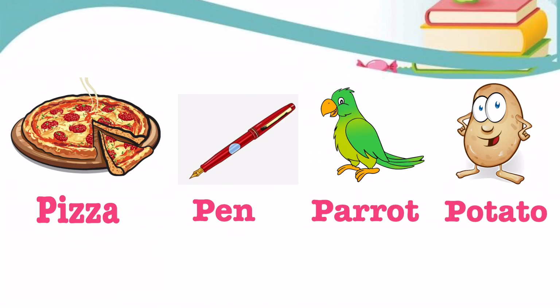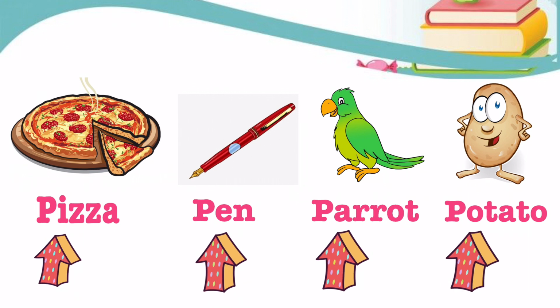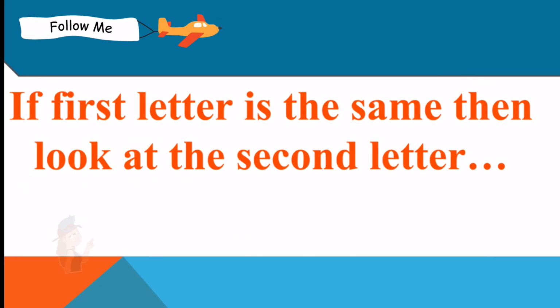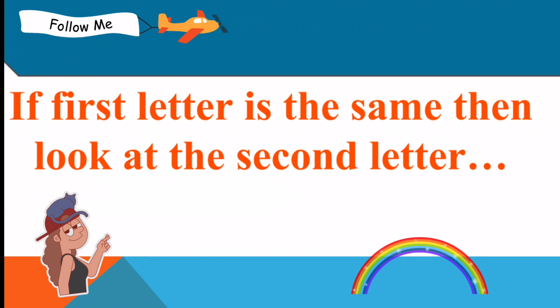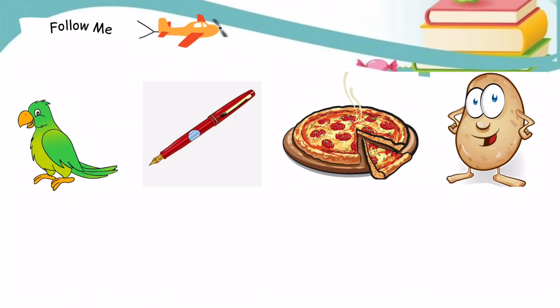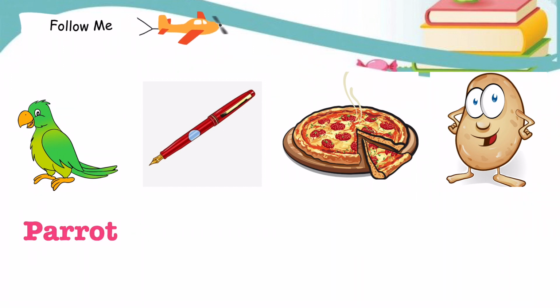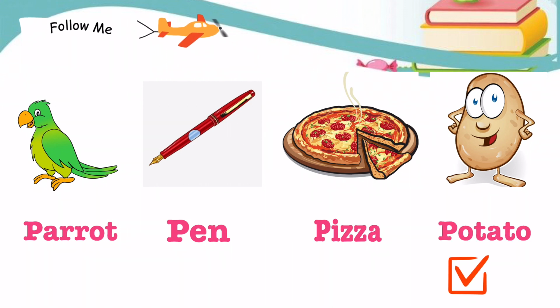If we look at these objects, the first letter is same, that is P. Now how do we arrange these objects in alphabetical order? For these objects, we will ignore the first letter and we will look at the second letter of each object. That is the easy rule. If the first letter is the same, then we will look at the second letter of the object. Similarly, we will arrange the objects in the right ABCD order, and it would be parrot, pen, pizza, potato.